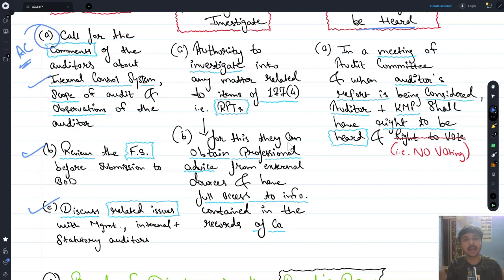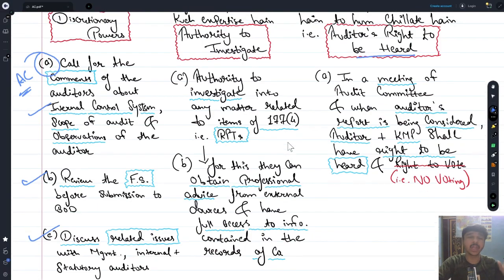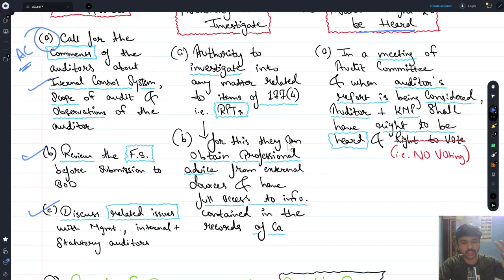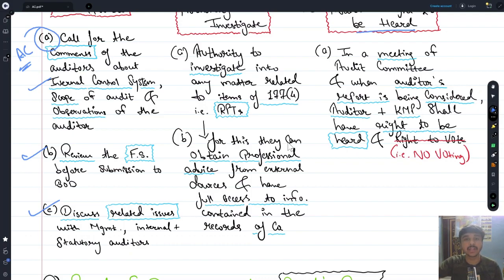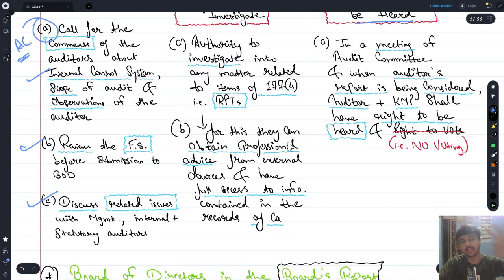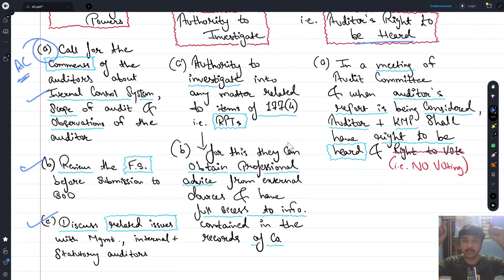You have the power to discuss any matter that you feel is very important with the management, with the internal auditors that you have appointed, and with the statutory auditors whom the shareholders have appointed. So is everybody clear about these discretionary powers? Three discretionary powers. First, call the stat auditors and ask them for comments on your internal control system. Second, review the financial statements before they reach the desk of the board of directors. And the third, discuss the related issues with the management, with the internal auditor that you have put in, and with the stat auditor that shareholders have put in.